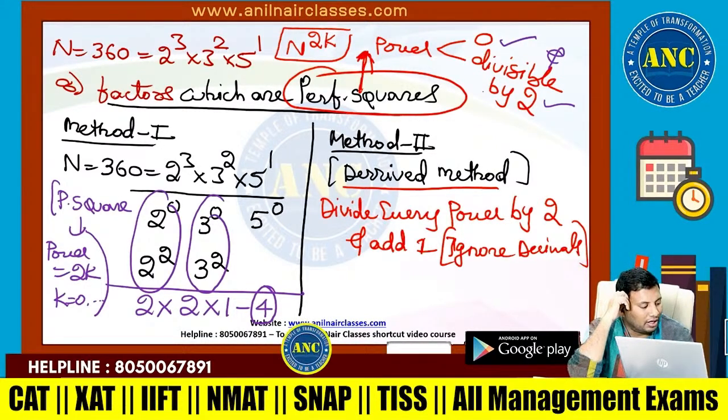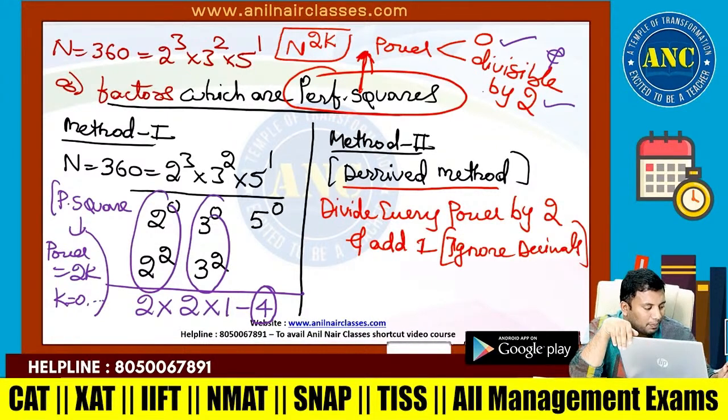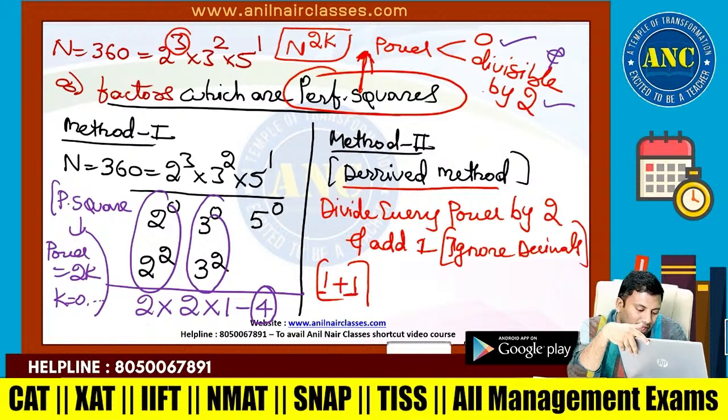Now tell me, why are we dividing every power by 2? Because a perfect square's power should be divisible by 2. So 3 divided by 2 is 1 plus 1. Ignore the decimal. Why are we adding 1?